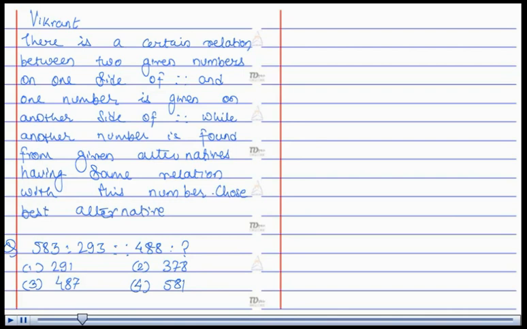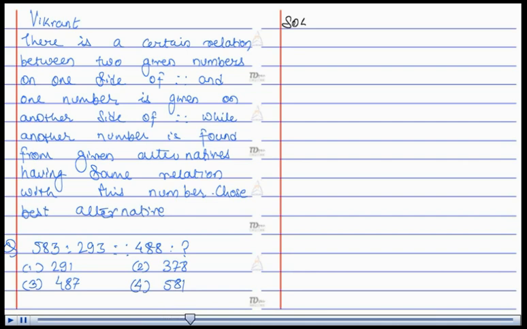There is a certain relation between two given numbers on one side of the sign, and one number is given on the other side of the sign, while another number is to be found from the given alternatives having the same relation with this number. Choose the best alternative. The solution: 583 is to 293 in the same way as 488 is to what?